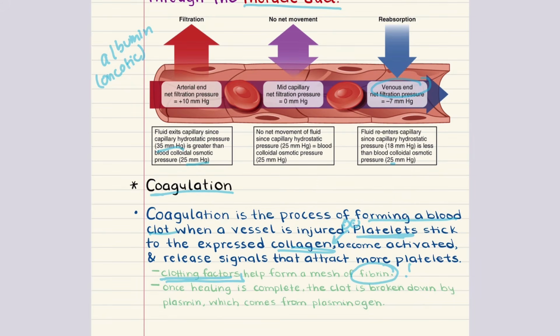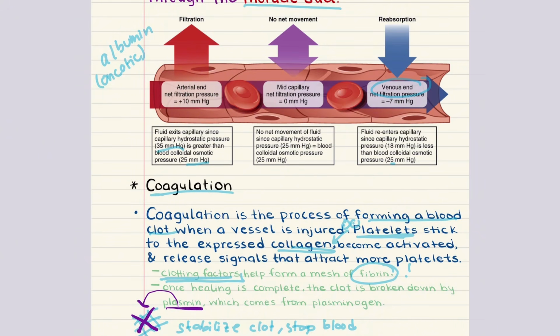Fibrin is an insoluble mesh that will weave through the platelet plug. This fibrin mesh stabilizes the clot, it will seal the breach, and it stops blood loss. Once the vessel is healed, the clot is no longer needed. So then the body activates plasmin, which is an enzyme that digests fibrin and dissolves the clot.